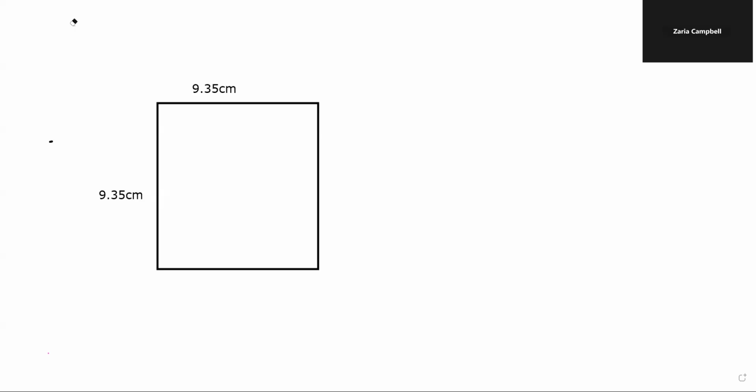9.34 centimeters times 9.34 centimeters. It would be 4, because of the squared. Zaria said 4. Is that what you wrote? It's 5. I would say 5. So 9.35 times 9.35.